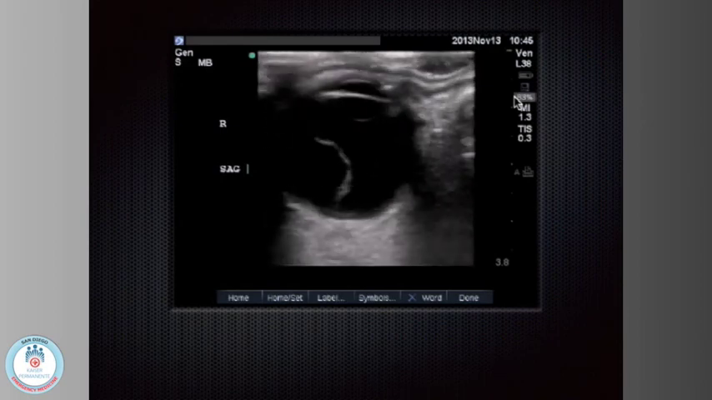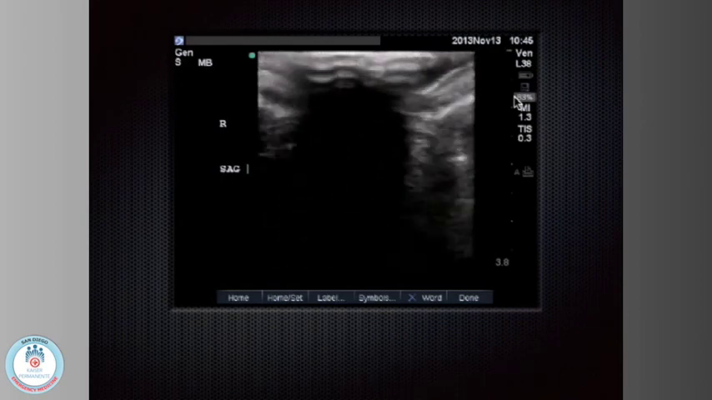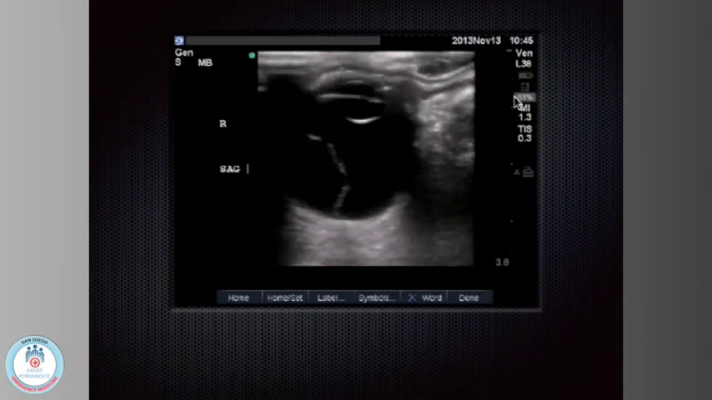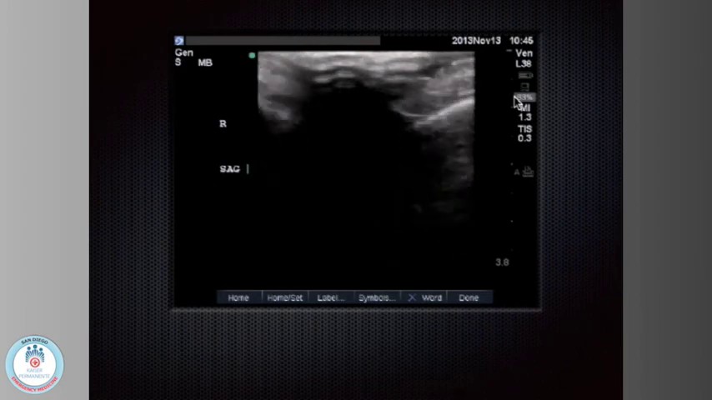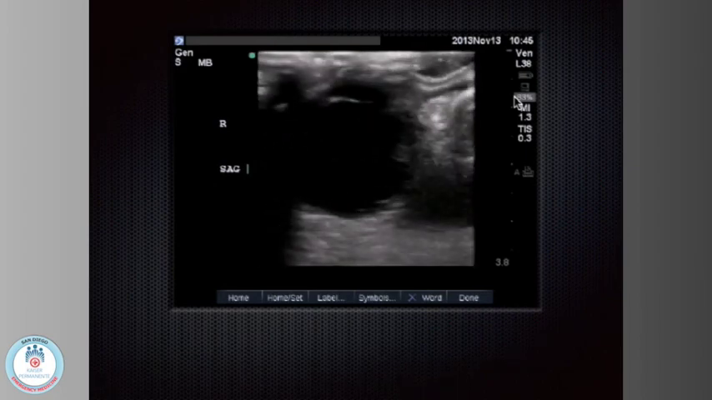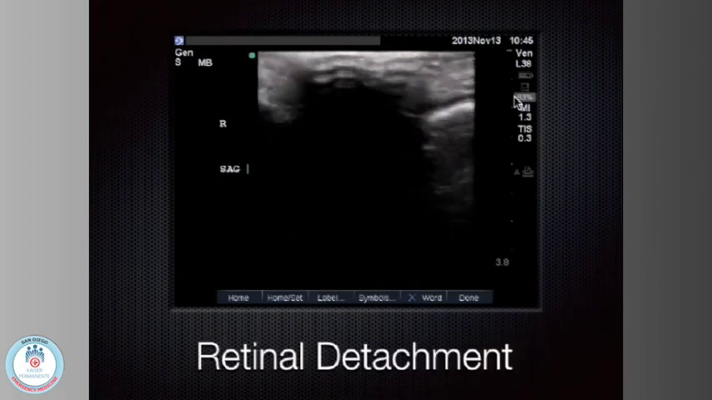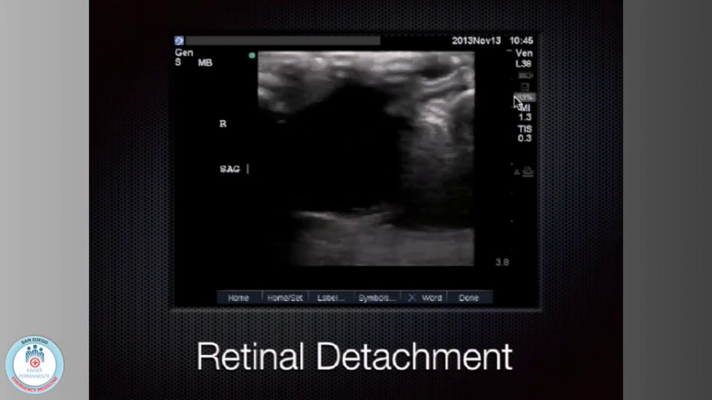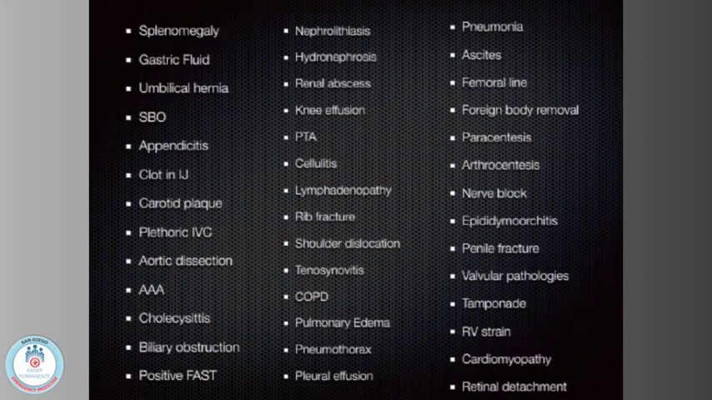The macula of the eye is located lateral to the optic nerve sheath. So if it's still tethered lateral, like toward the lateral canthus, that direction of the optic nerve sheath, if it's still attached there, that's a mac-on detachment. If it's no longer attached at the macula, obviously lateral to that optic nerve sheath, then it's a mac-off detachment.